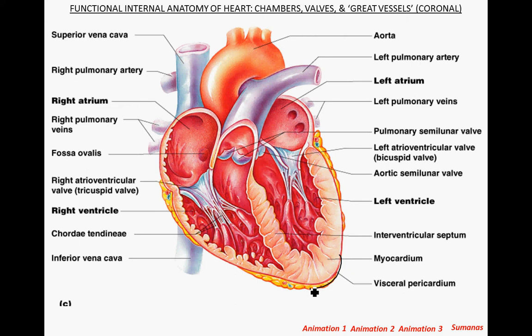So let's just orient ourselves a second. The left side of this diagram, this is an anterior view, so the left side of the diagram is the right side of the heart. The right side of the diagram is the left side of the heart. So this is right atrium here. This is left atrium here. This is going to be the right ventricle over here. This is going to be the left ventricle in here. Again, these are the chambers.